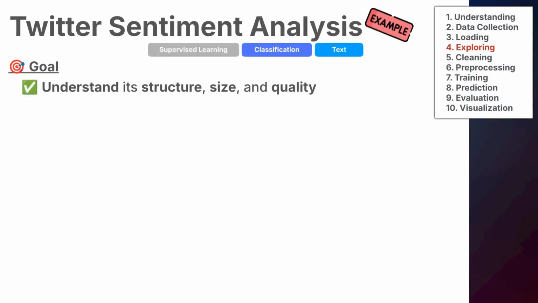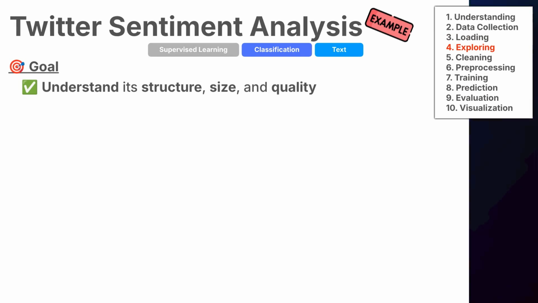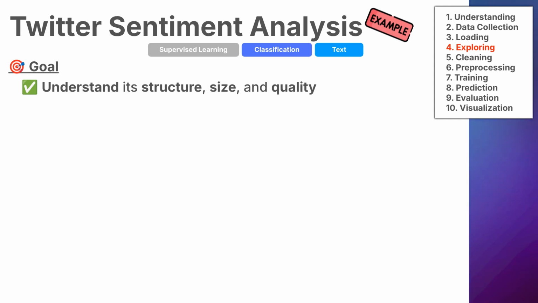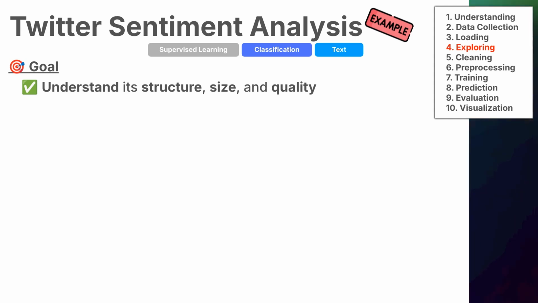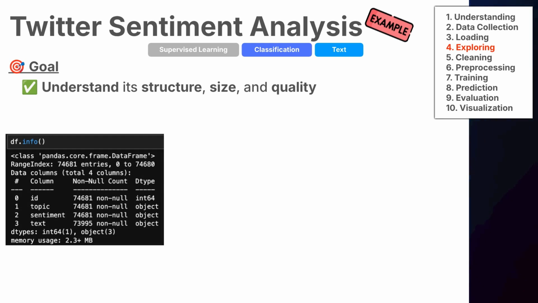4. Exploring the data. The goal of exploring the data is to understand its structure, size, and quality. We want to identify patterns, check for any unusual values, and get a sense of how many tweets there are, what the sentiment distribution looks like, if there are missing values or duplicates, the average length of tweets, examples of each sentiment, and so on. Let's explore some data. For example, the info method tells us about the structure and completeness of the dataset.